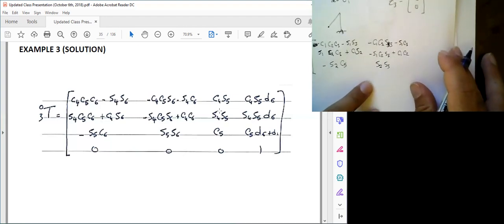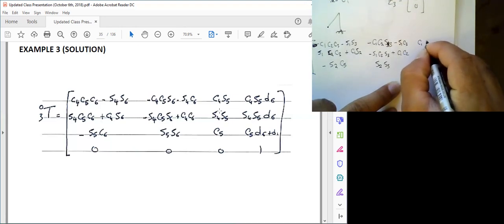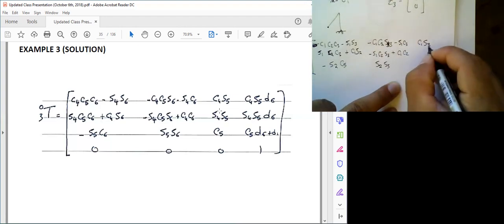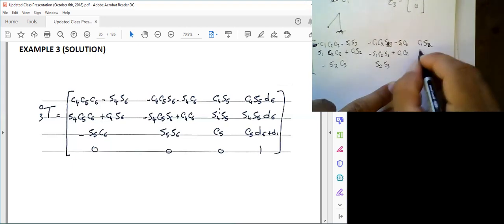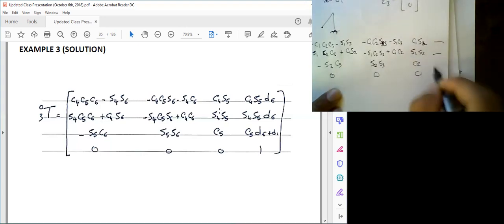Okay, let's look into the third row. I have C1, S2. And then I have S1, S2, and then I have C2. And then basically I have 0, 0, 0. And then let's just ignore the last one because we don't need it.